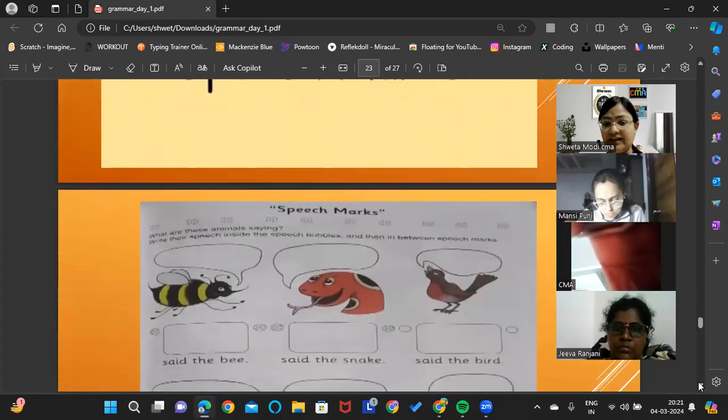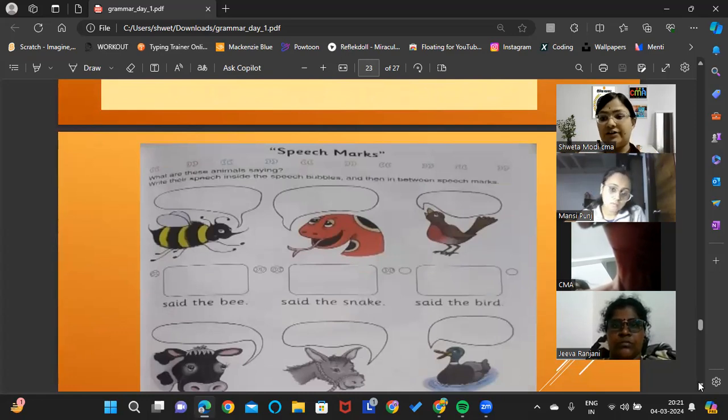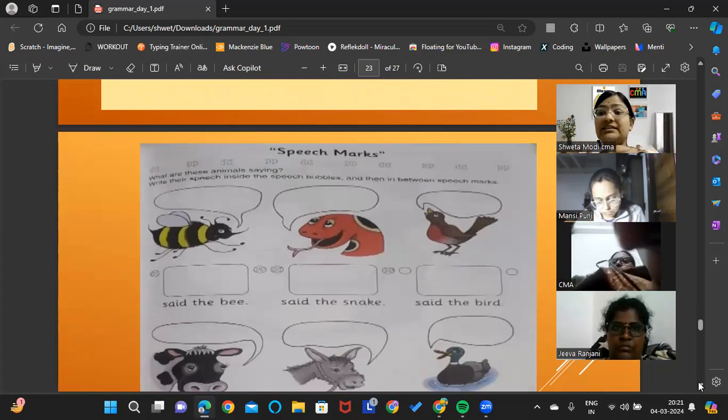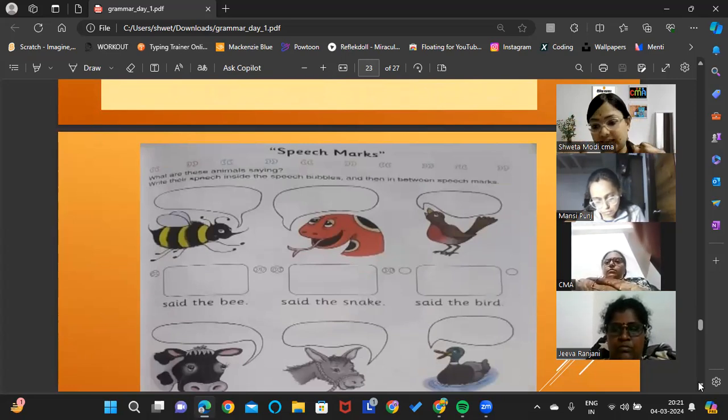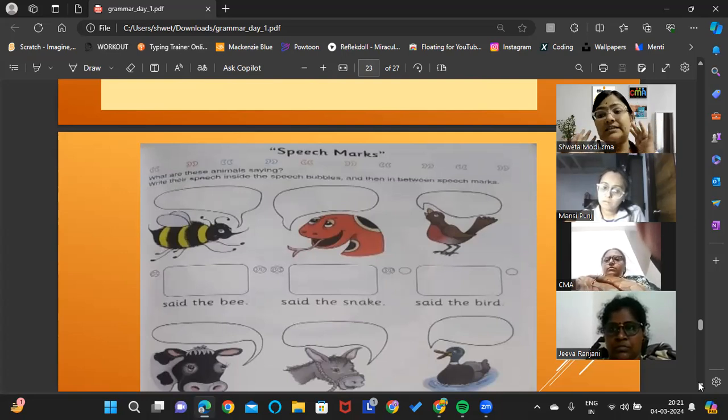So they do this role play where one becomes a bee, one becomes a snake, and they talk to each other. Whatever the bee says, one person will become the bee and they will hang a chart or something where it will be written. So the bee said, for example, hi, how are you? So that, hi, how are you, will go in 6699. Whatever the snake will say will go in 6699. Whatever the bird will say will go in 6699. So this is how we are teaching them that these are called speech marks.